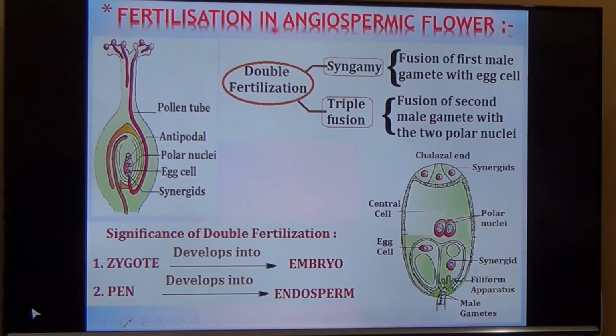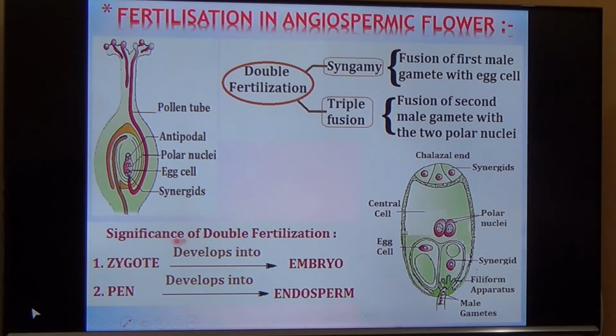So here with this flow diagram you can see that double fertilization in an angiosperm consists of two processes. One is called syngamy and another one is called triple fusion. What is syngamy? Fusion of the first male gamete with the egg cell, and the triple fusion is the fusion of the second male gamete with the two polar nuclei. So what is the significance of double fertilization?